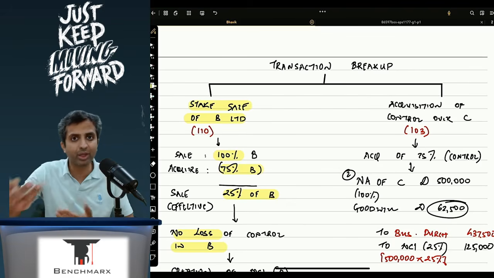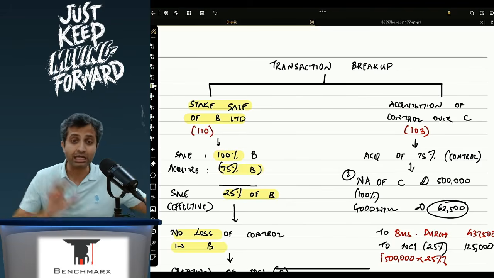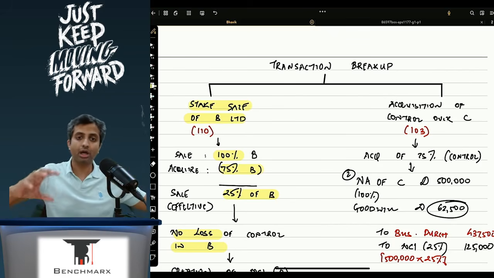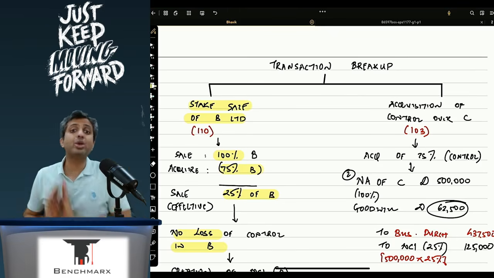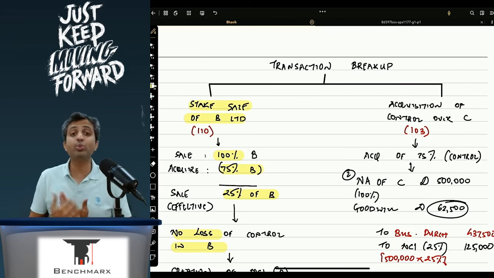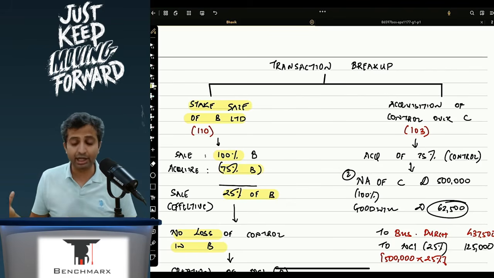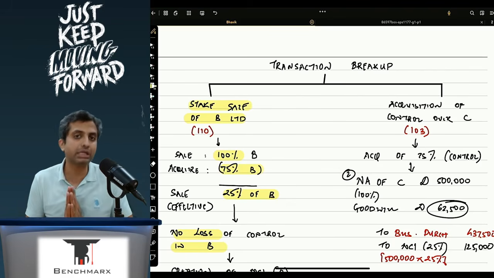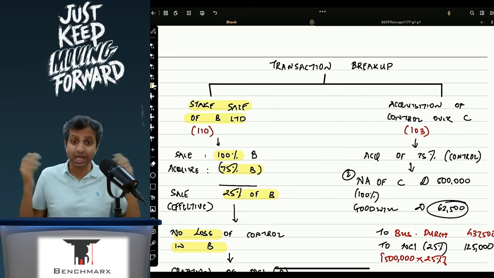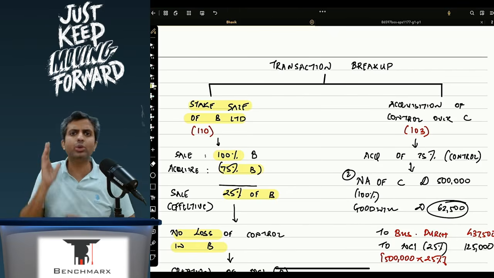And when you create a new NCI, you create the new NCI at the net assets appearing in A's CFS plus the goodwill appearing in A's CFS. Its 25% share will be attributable. Keep that in mind. It is a transaction which results in no loss of control. It's a creation of NCI. So you will credit the NCI and debit the consideration that you are getting. You might get consideration in the form of cash, or in the form of shares. In whatever form you are getting consideration, you will debit it.